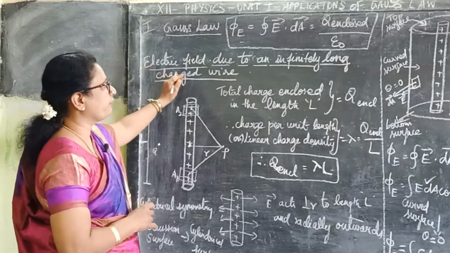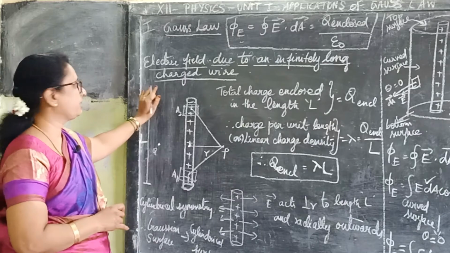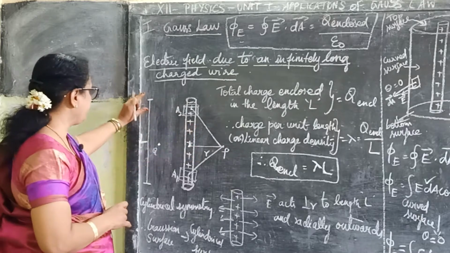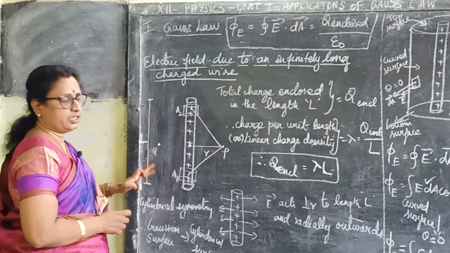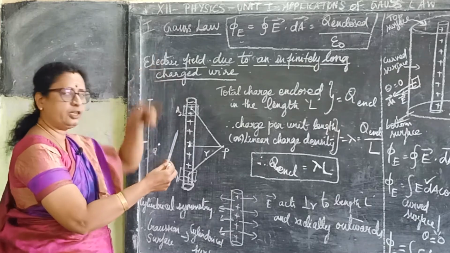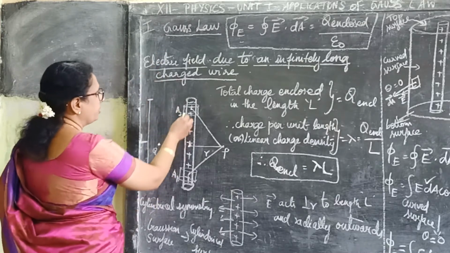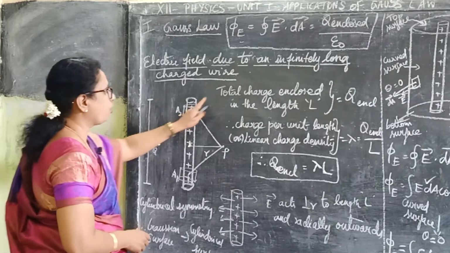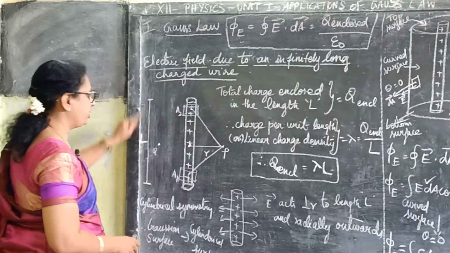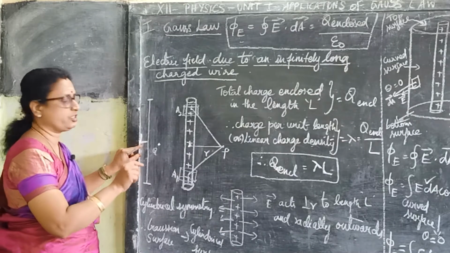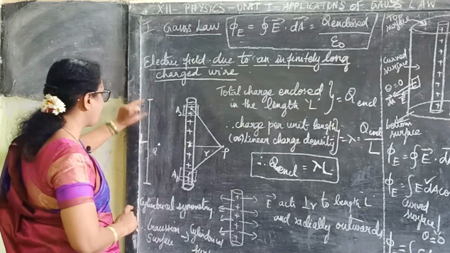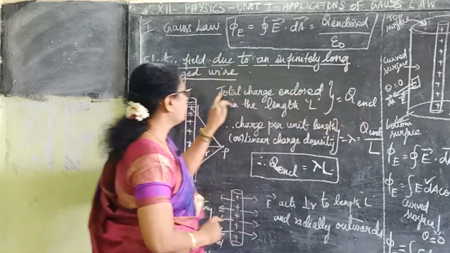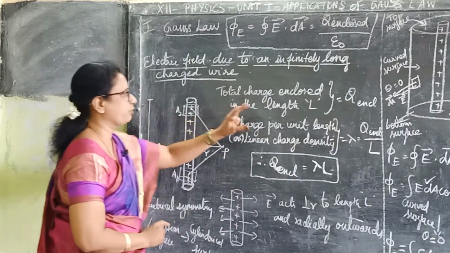So, to find the electric field due to an infinitely long charged wire, we cannot take an infinitely long wire directly. We will take a charged wire of length L. The wire will be thin like this, an infinitely long charged wire, and let us assume it has positive charges stored in it. The length L is taken only for convenience of derivation. In this whole length L of the charged wire, the total charge enclosed is Q enclosed.